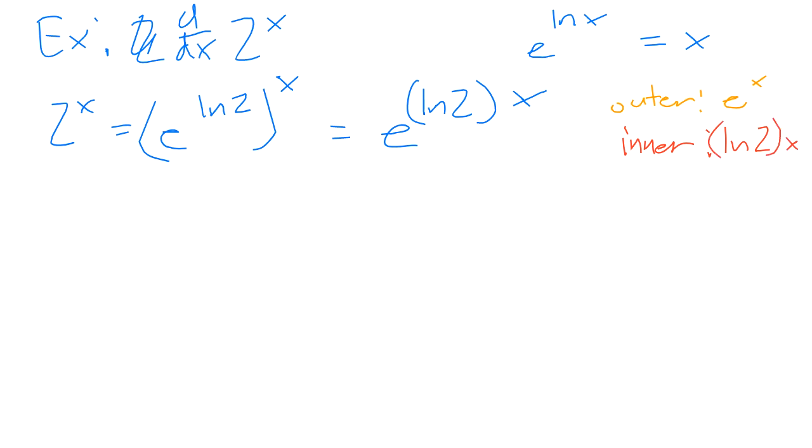So now let's go ahead and look at this. Let's apply our chain rule to this. We're going to leave our e the same. We can leave that function in our exponent the same.